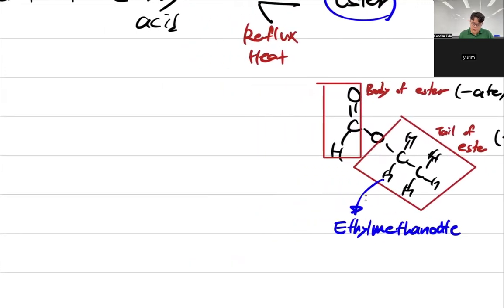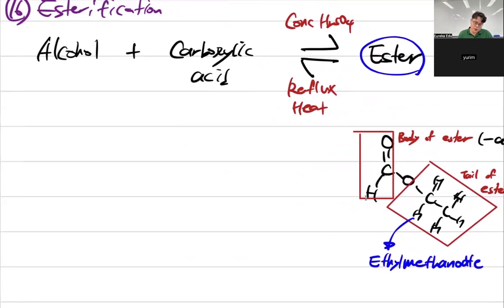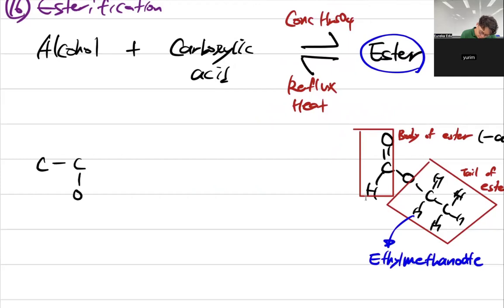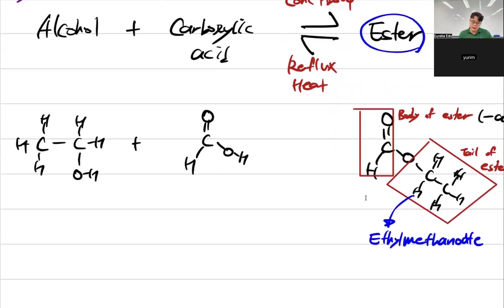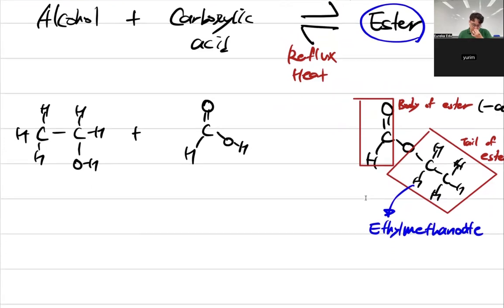Yep. So to produce the ethyl methanoate, we can produce it by using very specific alcohol and carboxylic acid. The alcohol that we use to produce ethyl methanoate is ethanol, that looks like this. And for the body part, the carboxylic acid, we're using methanoic acid, that would look like this. Now, could you see some similarity between those alcohol and carboxylic acid and the given ester?